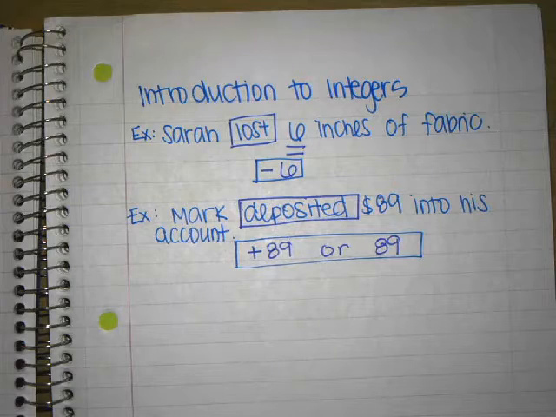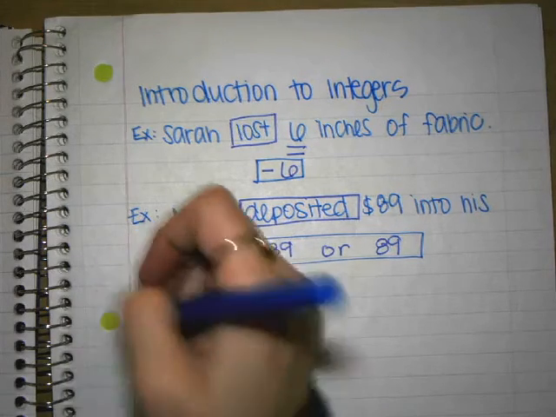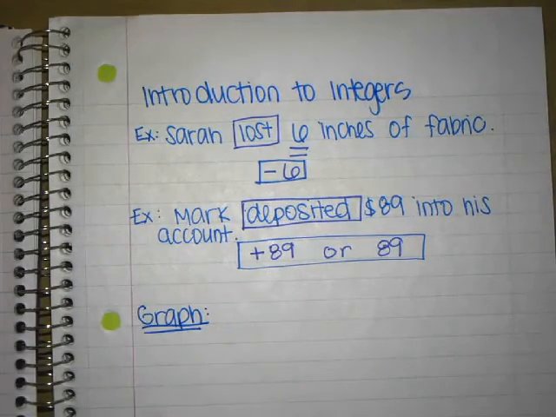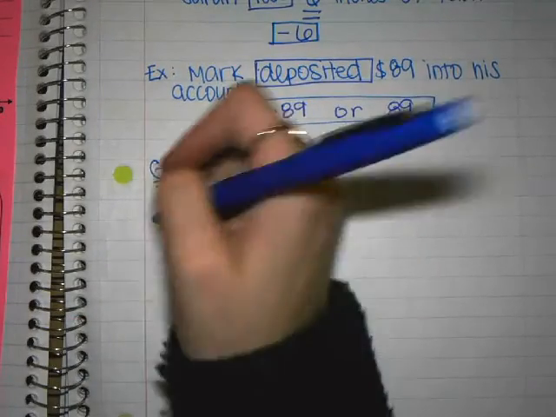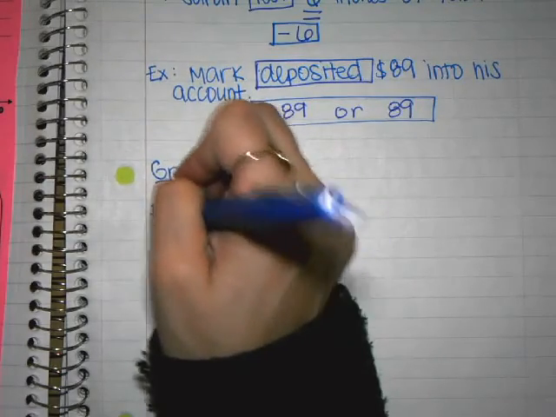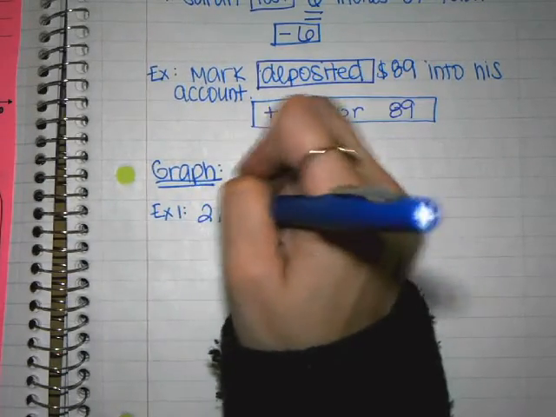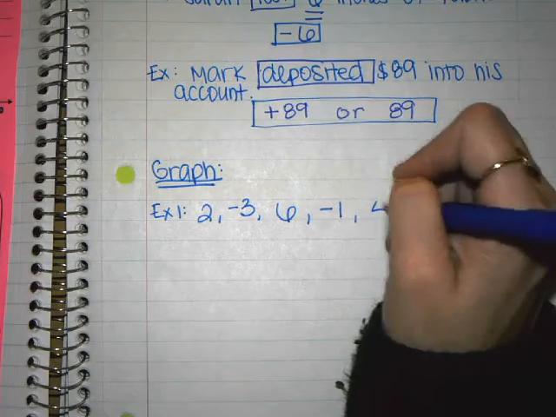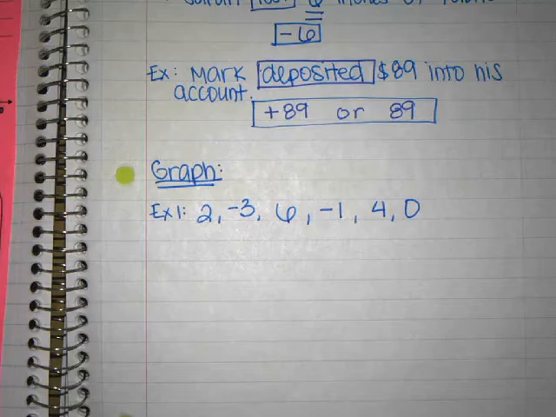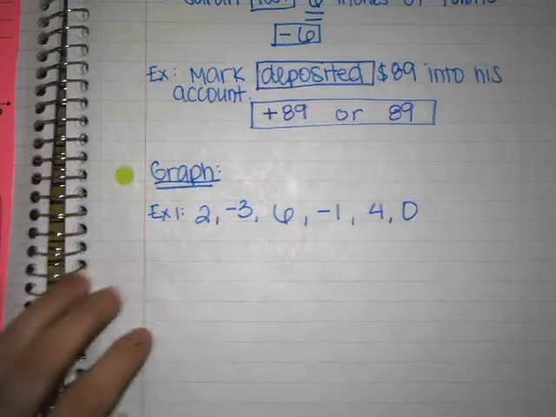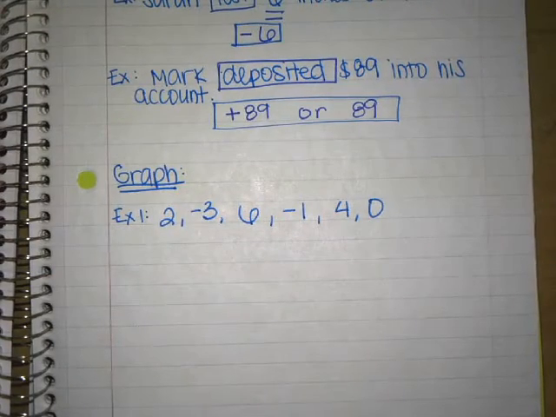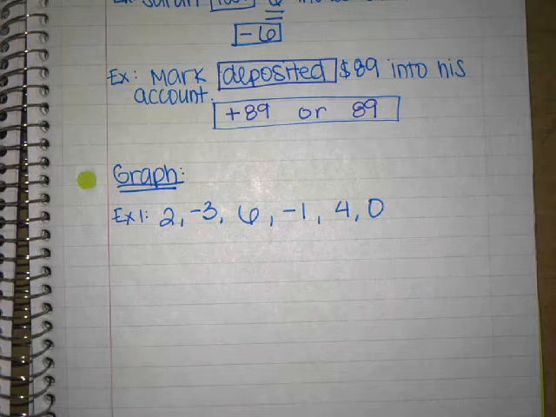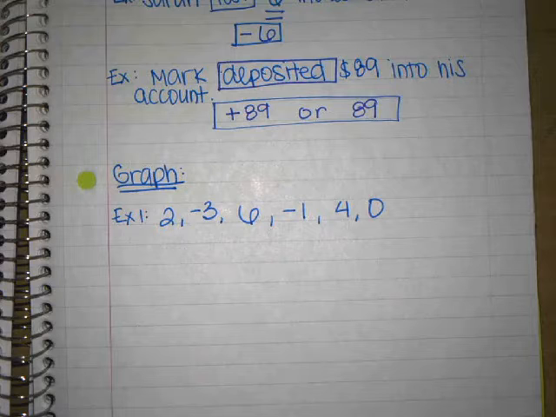Okay. What about if I want you to graph integers? So we want to graph them now. Meaning I give you this example: 2, -3, 6, -1, 4, and 0. When I say graph, I mean graph on a number line. So your first step is to draw a number line if they don't give you one.